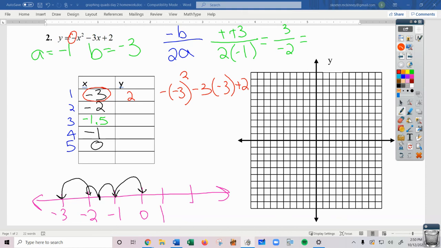Okay, next we're going to plug in -2. So now go through and plug in -2 and tell me what value you get out. We should have got out 4. Okay, again, for this next one, we want to go through and plug in -1.5. So I want you to go through and plug in -1.5 and tell me what you get out.